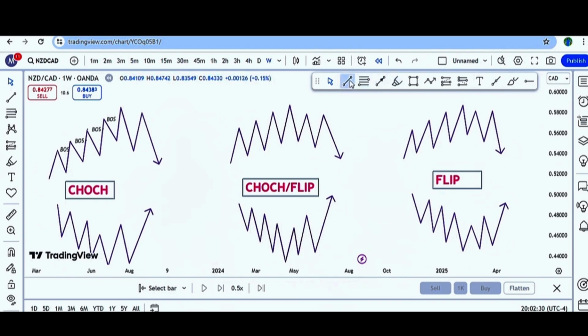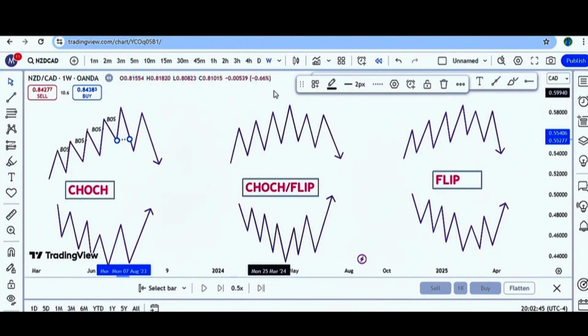And what we see is the low here, and we see the higher low here is being taken out. So that introduces to us that the market is about to reverse. We have a change of character there.